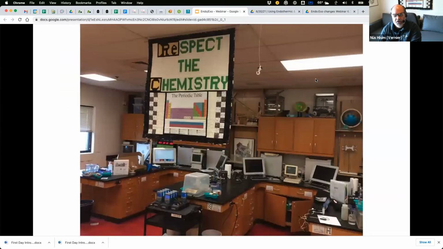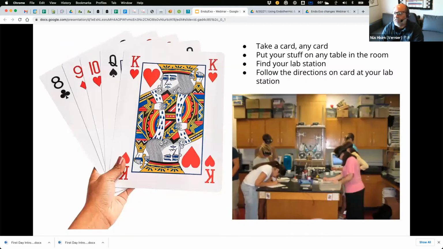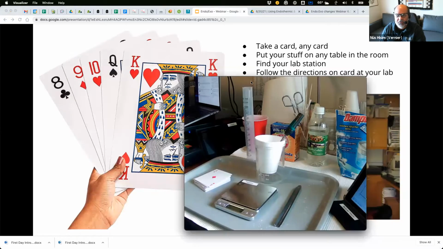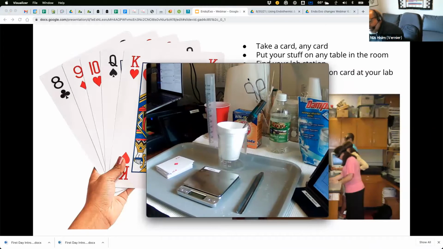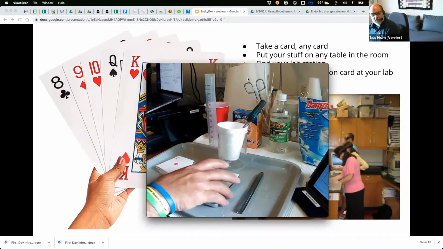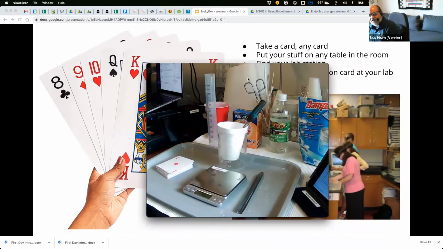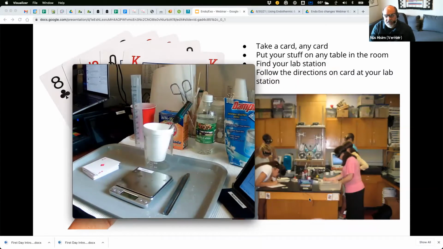But let's go back to here, and let me get the camera so you guys can see what my setup looks like. This is not too far off from each lab station. Here is my lab station. I had one balance for every two lab groups because it was a peninsula. If you look at the picture, you can see there's a balance right at the end of the table there.